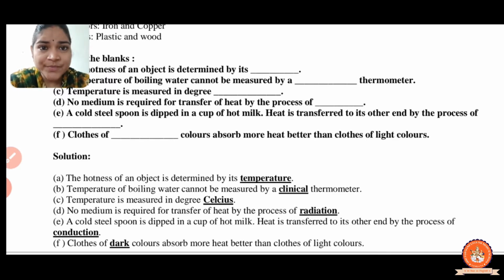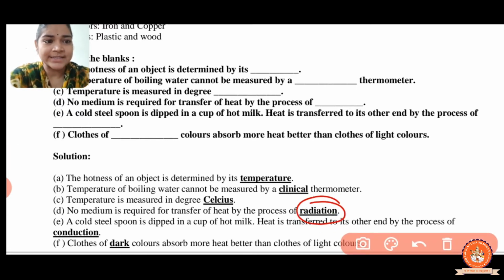Now the next question: no medium is required for the transfer of heat by the process of. There are 3 methods, you know very well: conduction, convection and radiation. In solids we generally use the conduction method, whereas in liquids and gases heat transfers through the convection method. But in the third method, radiation, no medium is required to transfer heat, right? So the answer is radiation.